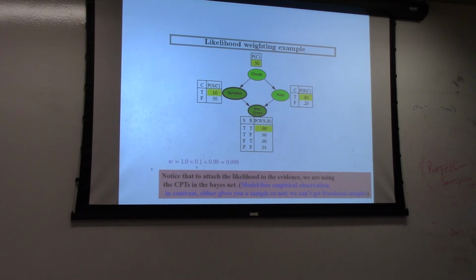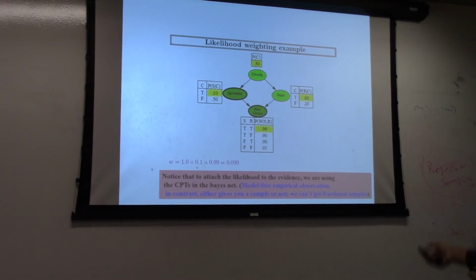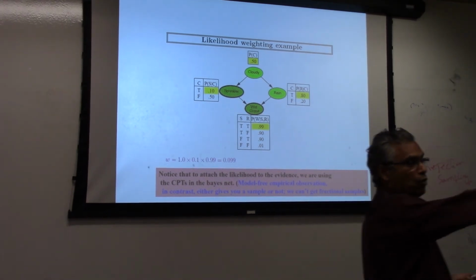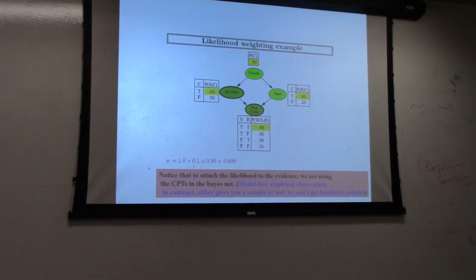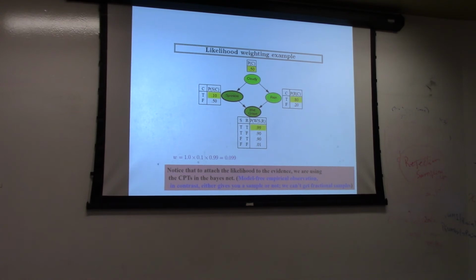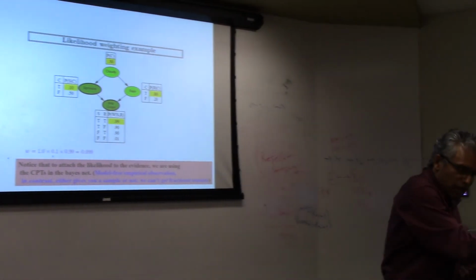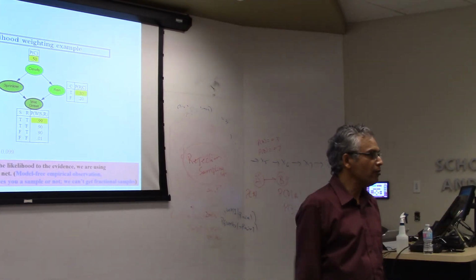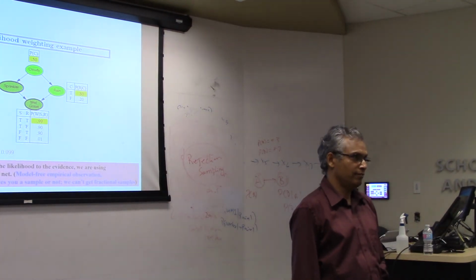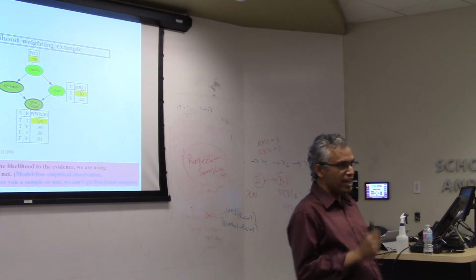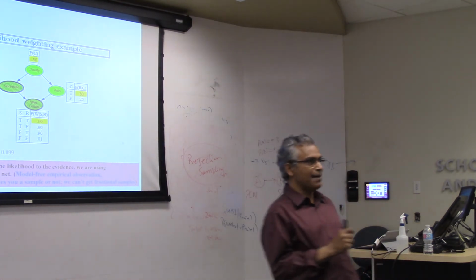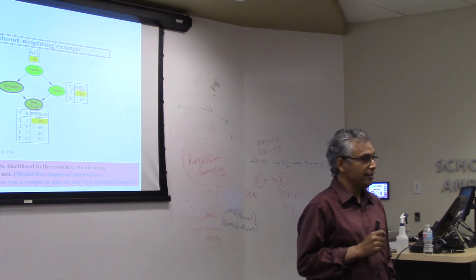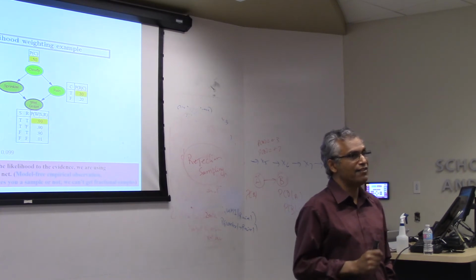Now, given these samples, if you want to answer the query, what percentage of cases is cloudy true? You count the weights of all the samples where cloudy is true, add them up, put it in the numerator. Count all the weights of all the samples, put them in the denominator. That's your probability of cloudy. The thing that you changed between rejection sampling and likelihood weighting is you avoided throwing away samples.